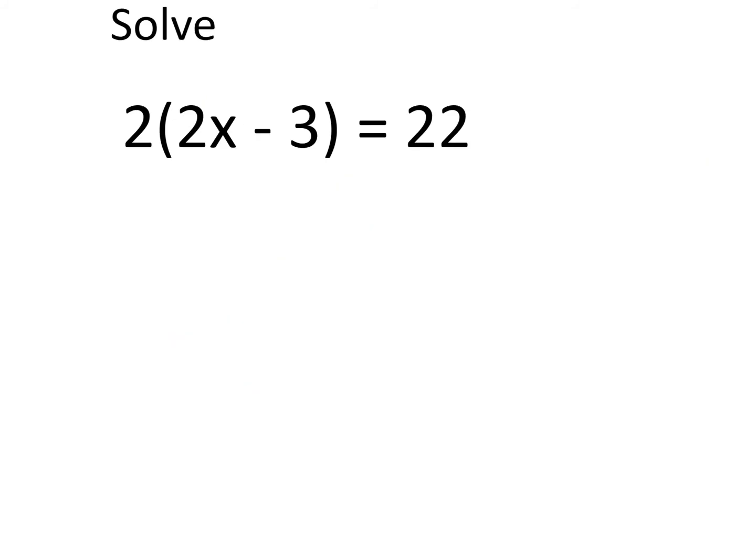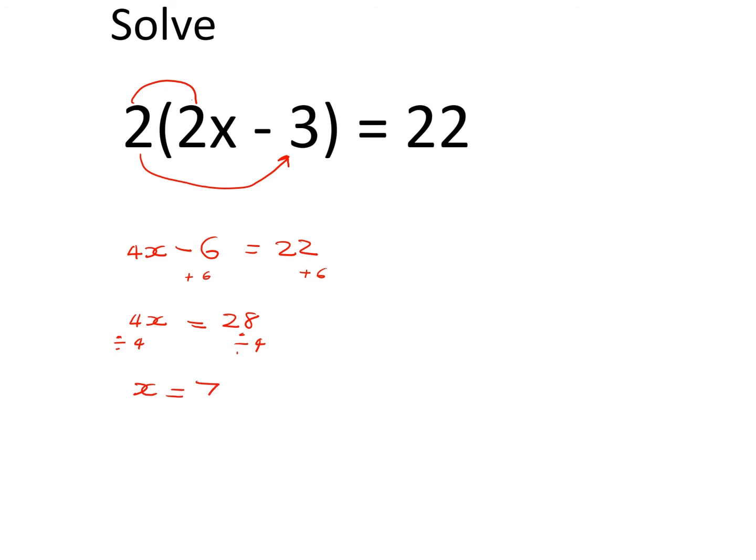Okay, here's another example. Again, expand the bracket. 2 times 2x gives us 4x. And then 2 times minus 3 gives us minus 6 equals 22. This time we add 6 to both sides. So we've got 4x, minus 6 add 6 is 0, equals 22 add 6 is 28. Now divide by 4, and that gives us x equals 28 divided by 4 is 7.